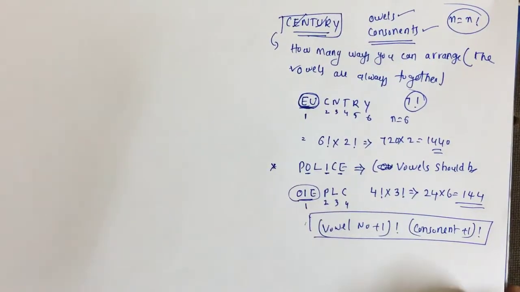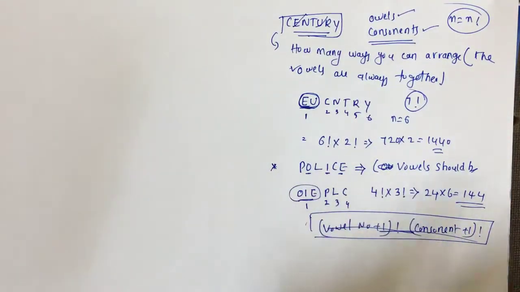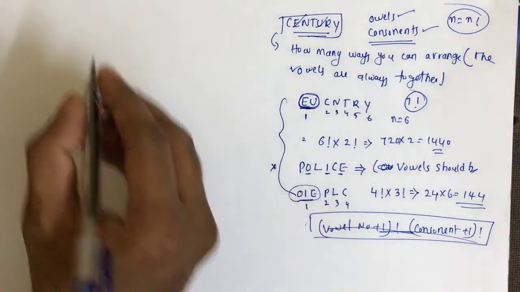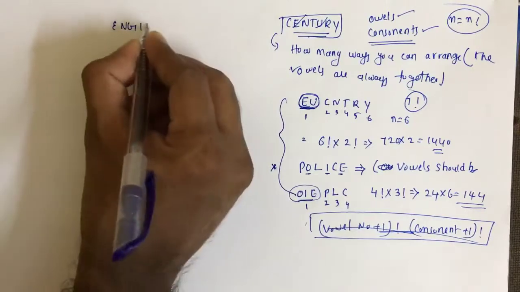So you just remove that. You just follow this way only, so you will not get confused. I think this is clear. This way is clear. And next we have the word called engineer.